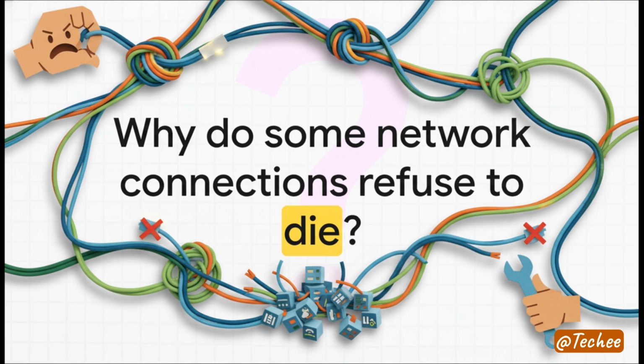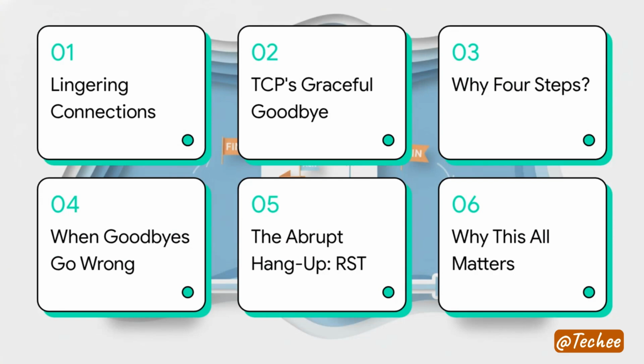Figuring out why this happens, well, it's not just some textbook problem. It is absolutely key to building systems you can actually rely on. So in this explainer, we're going to demystify TCP connection termination for you. We'll kick things off by looking at those pesky lingering connections, and then we'll dive right into TCP's graceful four-way handshake, the proper way to say goodbye. We'll break down why it takes 4 steps, what goes wrong when the process fails, and we'll even look at the more abrupt way to hang up. And finally, we'll tie it all together to show you why this is so critical for building solid applications.